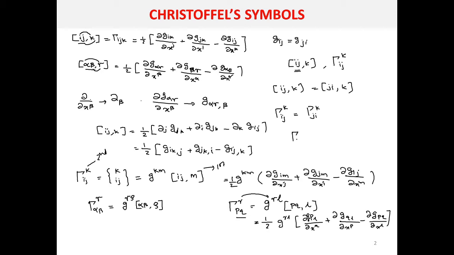So if we are using some new letters like alpha, beta, gamma, it will be equal to gamma, here can be written as beta alpha. Or for the Christoffel symbol of the first kind, gamma alpha beta rho will be equal to gamma beta alpha rho. Okay, this property is also important. Remember, the Christoffel symbols are not tensors.